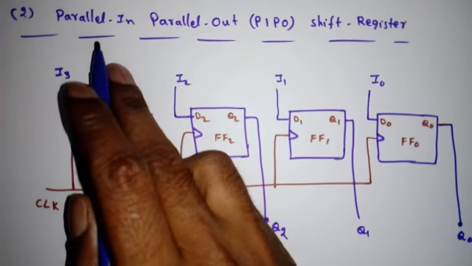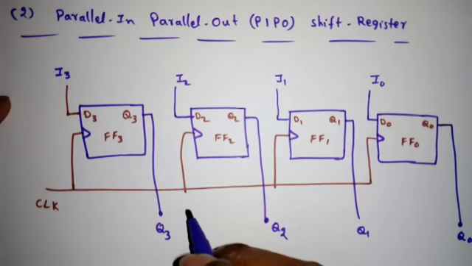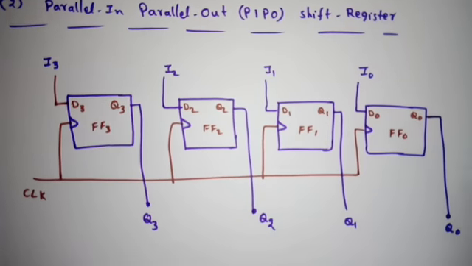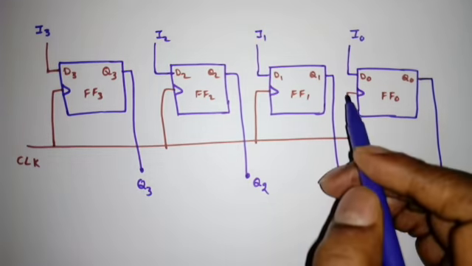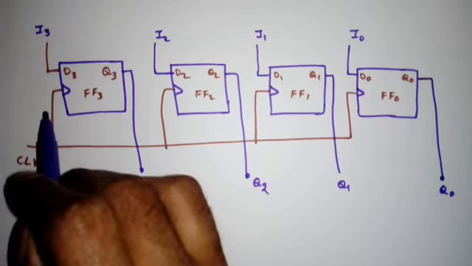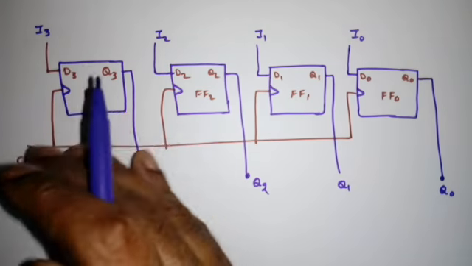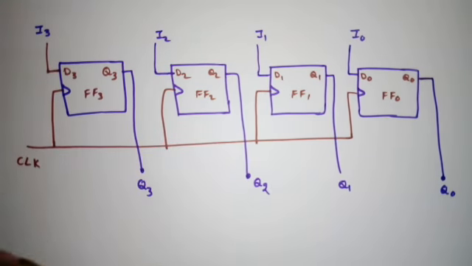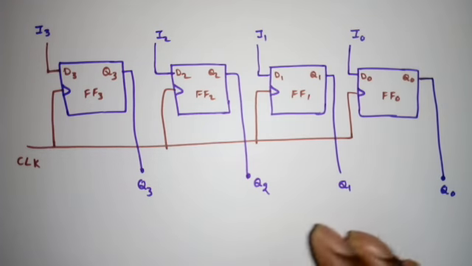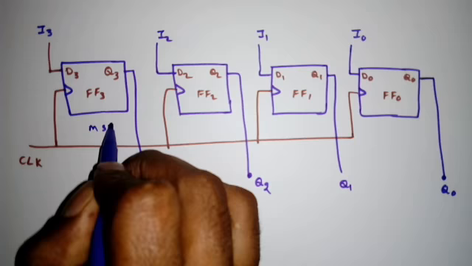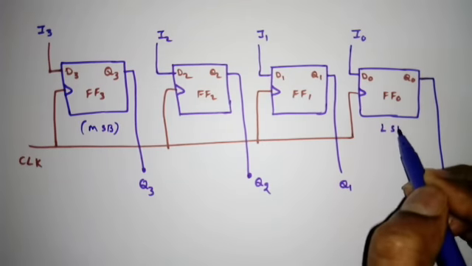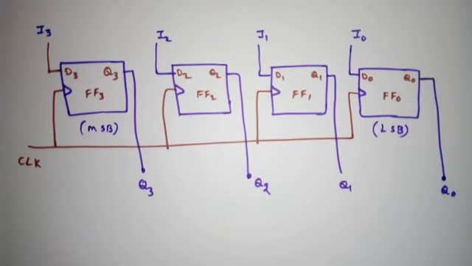Next we'll discuss the parallel in parallel out shift registers. This is the logic diagram of a parallel in parallel out shift register. Again 4-bit only, so we are using 4 flip-flops, and the same clock is applied to all the flip-flops. Here I am using positive edge triggered flip-flops; previously I used a negative edge triggered clock. Now, the first flip-flop will give the MSB and the last flip-flop will give the LSB, right?